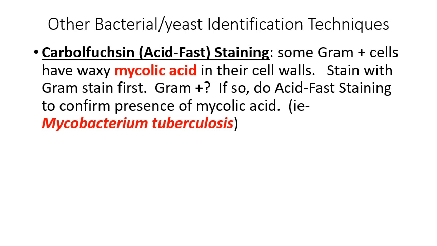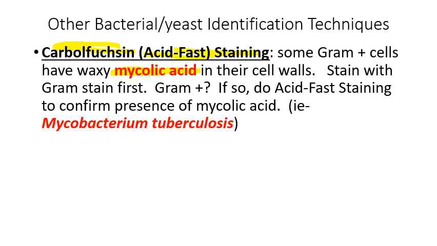There's a chemical called carbolfuchsin that is used for a technique called acid-fast staining. Acid-fast staining is where you take the chemical carbolfuchsin and you use it to stain cells that have something called mycolic acid in their cell wall. There are several different types of bacteria that contain a compound called mycolic acid in their cell wall. And the mycolic acid makes it difficult to stain with gram stain.